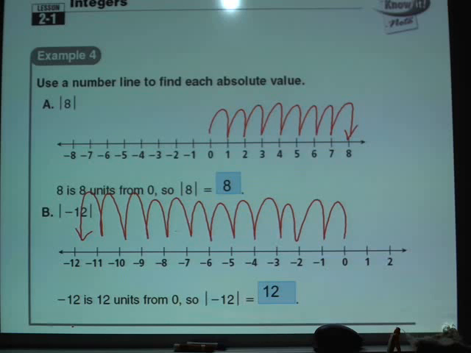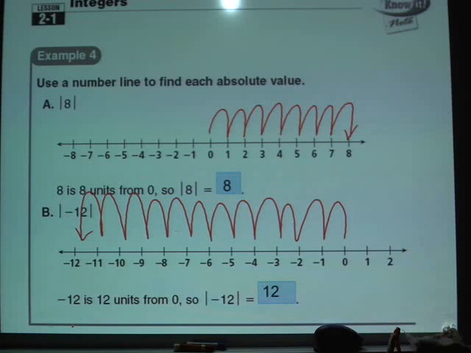Now some people look at that B example and say, well, the answer is just always the opposite. And they're very, very wrong. Because look at the A example. When the absolute value of 8 was figured out, the answer was 8. So I started with a positive, I got a positive answer. But when I started off with a negative, like in B, negative 12, notice the answer was also positive. Positive gives me a positive, negative gives me a positive.